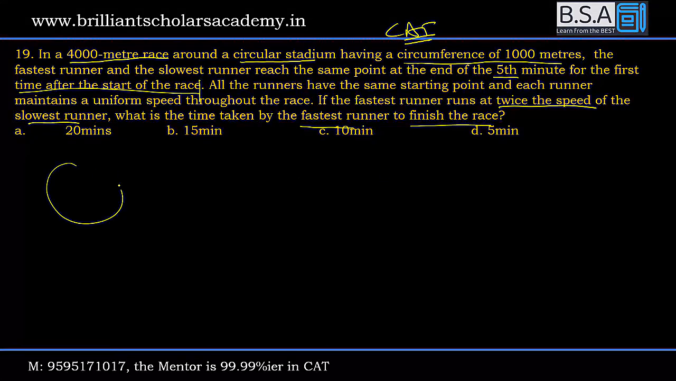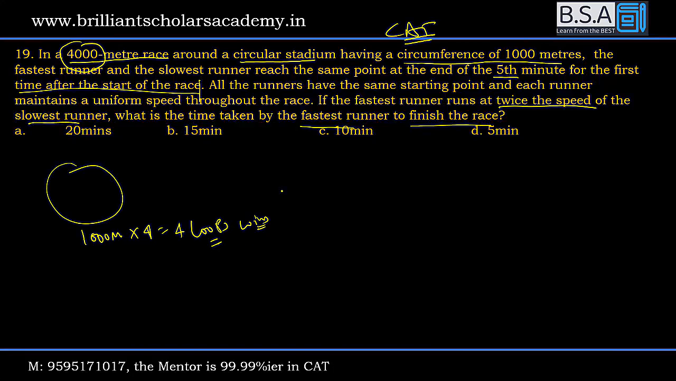What is the length of one circle? 1,000 meters. What is the race length? 4,000. So anyone who completes 4 loops wins. So here, please start paying attention to numbers. When the 5th minute is ending, who meets? The faster person and the slower person meet at the end of the 5th minute. And what are their speed ratios? Please pay attention. The faster one has twice the speed.